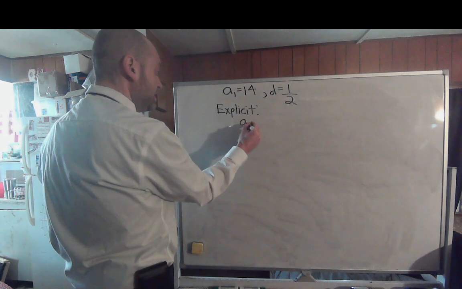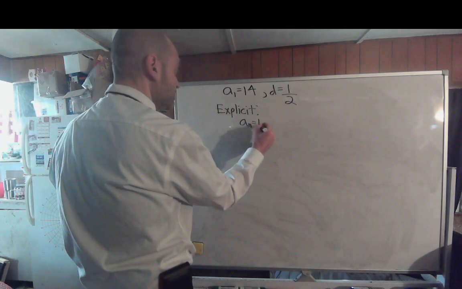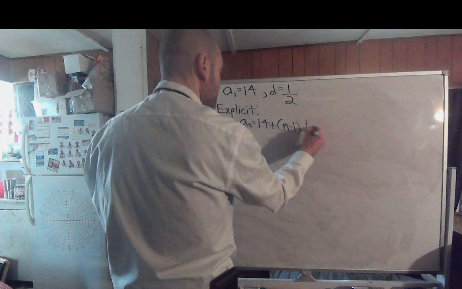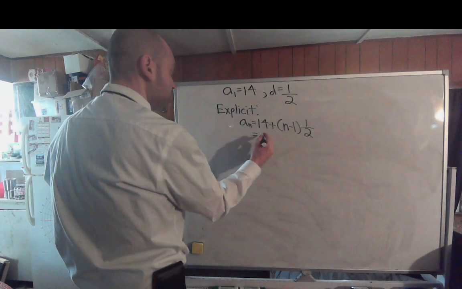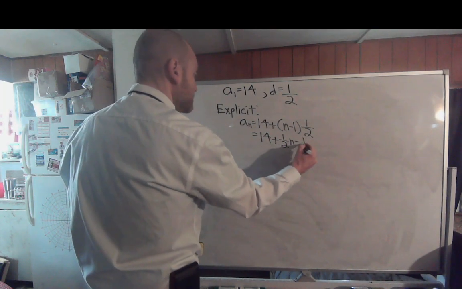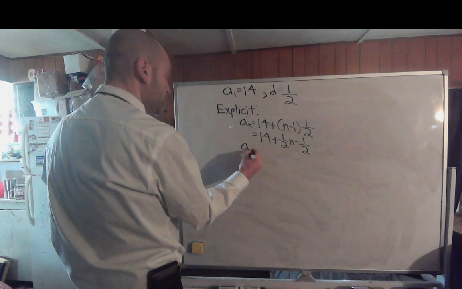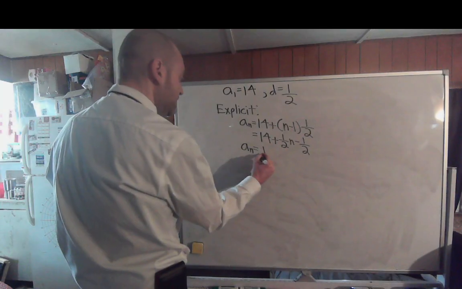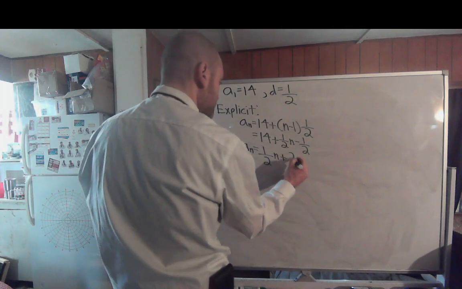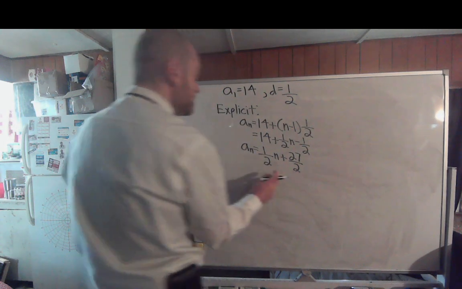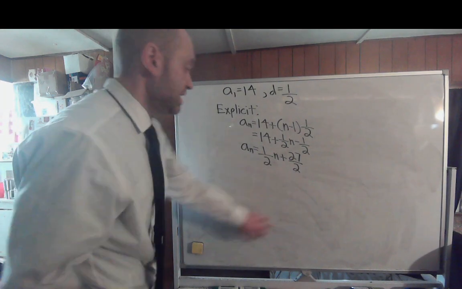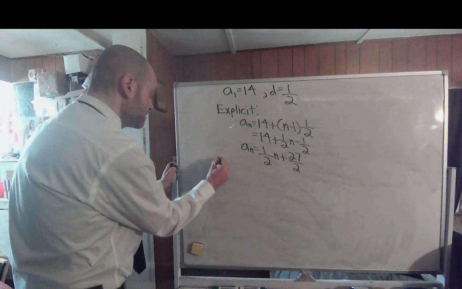So a sub n would equal your first term, 14, plus the quantity of n minus 1 times your common difference of 1/2. So that's going to equal 14 plus 1/2 n minus 1/2, which means the explicit formula is a sub n equals 1/2 n plus 27 halves. So there's your explicit formula. A sub n equals 1/2 n plus 27 halves. All right, let's find the recursive.